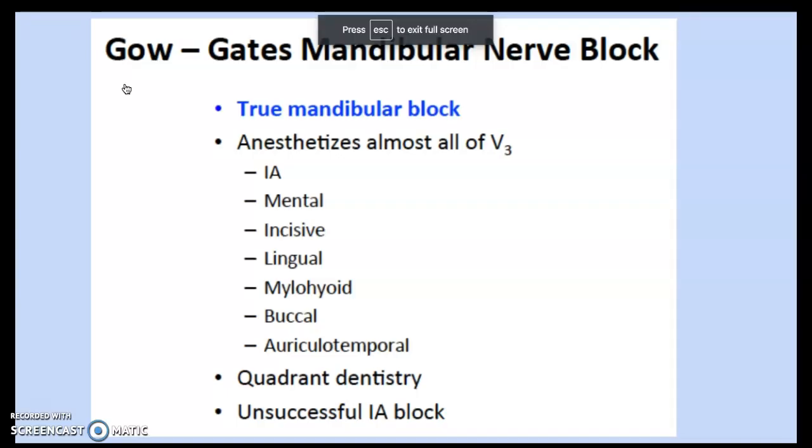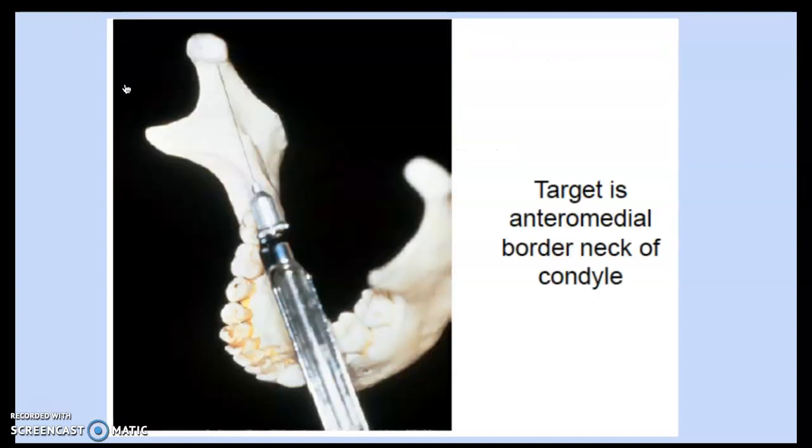Okay, so now we're going to go over the Gow-Gates mandibular nerve block. This is known as the true mandibular block, and it covers almost all of V3, which is the inferior alveolar, mental, incisive, lingual, mylohyoid, buccal, and auriculotemporal nerves. It's known for quadrant dentistry, but it is unsuccessful. It's very hard to do.